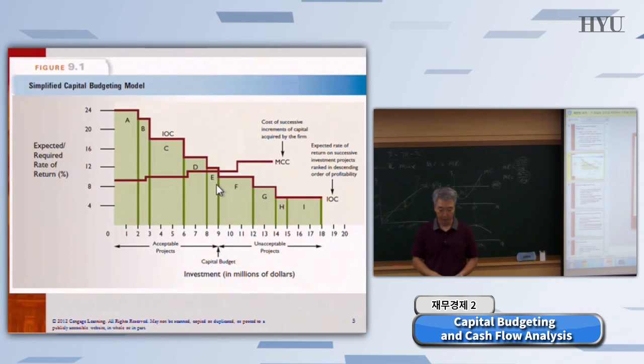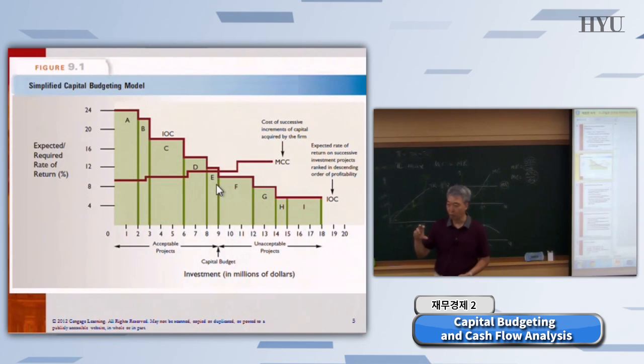It says expected return is 24%, right? But the cost of capital is about 9%, right? So that difference will be added to your profit, right? And if you take another project, B, then this difference between the expected return and the cost of capital will also be added to your profit, right?